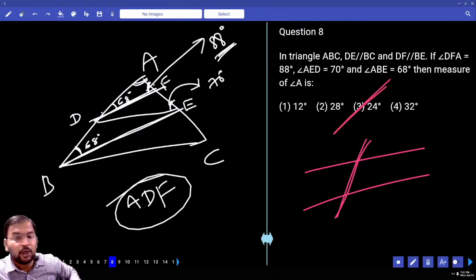No need to do 180 minus 88 plus 2, 68. No need to do that one. For 80 this is 2 less. For 80 this is 22. 22 plus 2, 24. Right away.